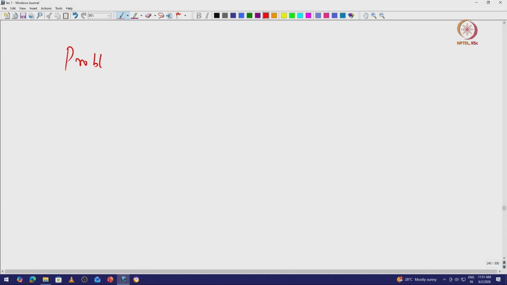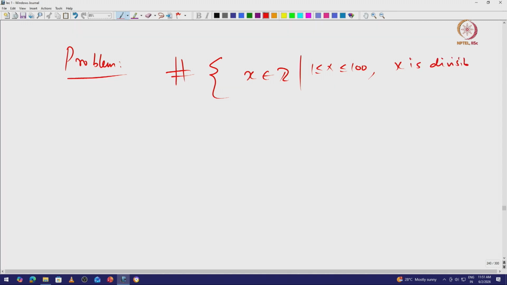So, we want to count the number of integers between 1 and, let us say, 100, such that x is divisible by, let us say, 2, 3 or 5. Okay. So, this is what we want to count. So, let us use the inclusion-exclusion principle to do this.